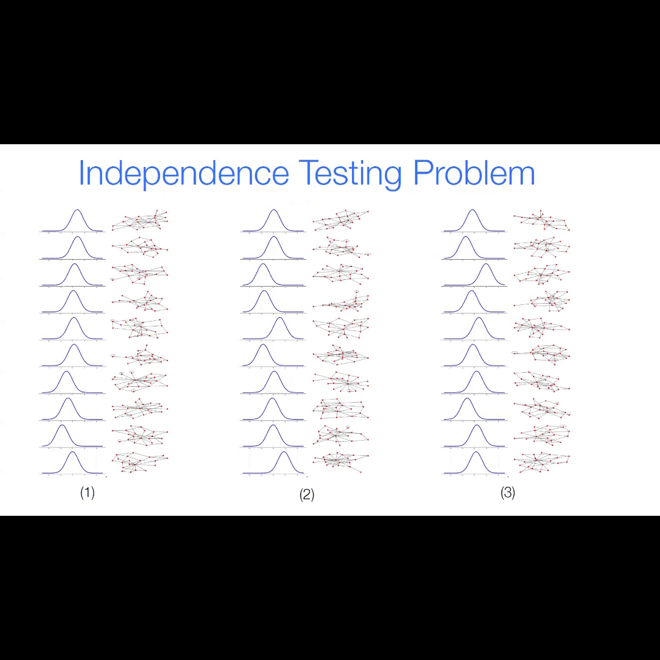Okay, going back to the independence testing problem, the answer is 3. So in 3, the random distributions are actually dependent on the random networks, and in 1 and 2, they were independent. So that's exactly what we are going to do for the rest of today's talk, where I'll provide a way to give you a p-value for doing this problem.